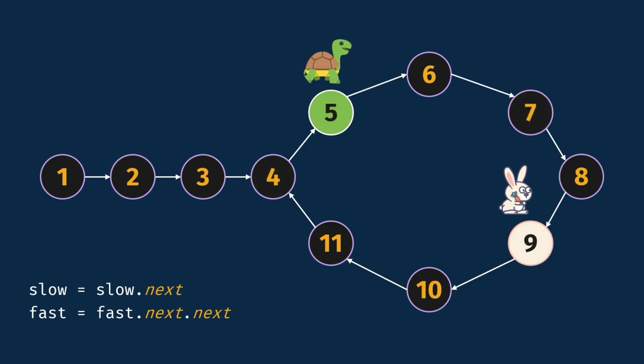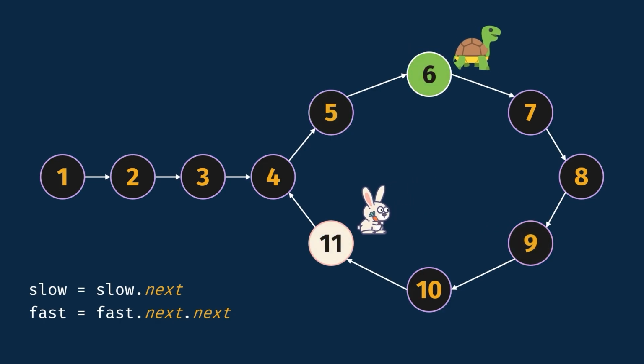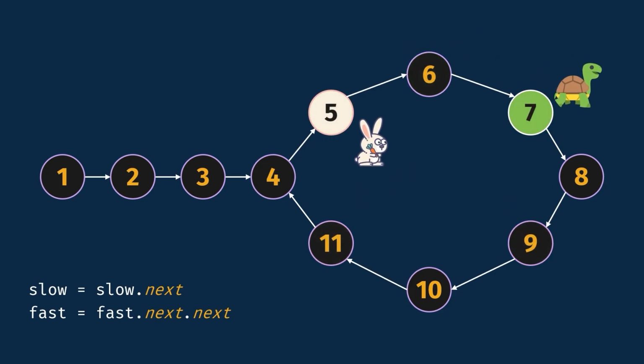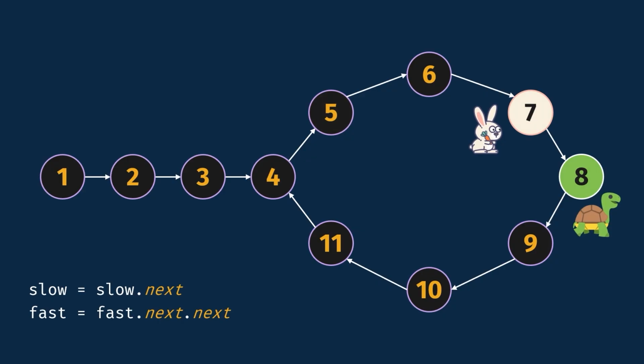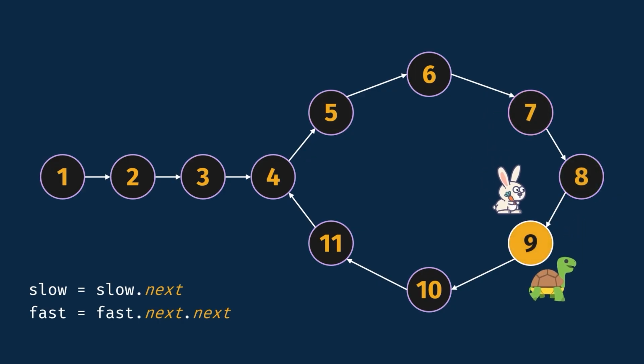Tortoise moves to node 5, hare moves to node 9. Tortoise moves to node 6, hare moves to node 11. Tortoise moves to node 7, hare moves to node 5. Notice the hare has already completed a loop and is getting closer to the tortoise. So in the next step, tortoise moves to node 8 and hare moves to node 7. Tortoise moves to node 9 and hare moves to node 9 as well.